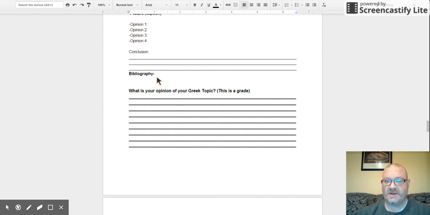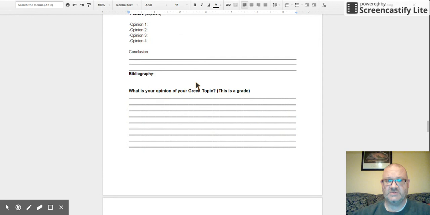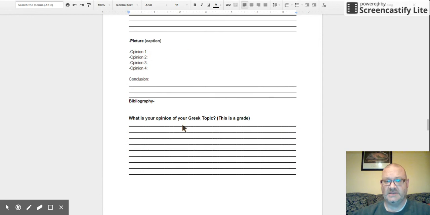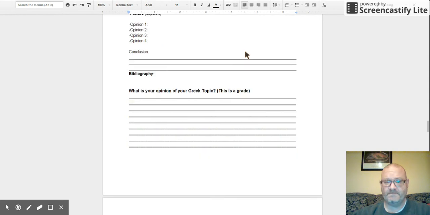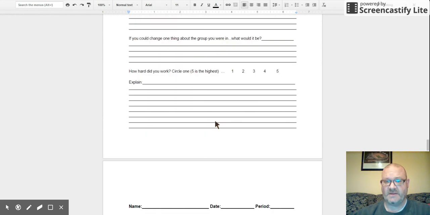And then we have a bibliography that goes for all of our pictures and any information that we have to help answer that. And then finally, what is your opinion on this topic? This is going to be a grade that you're going to write here. Basically, the information you write here as an individual, okay? This is what you're going to be answering right here. So if I put down my opinion on the Greek governments, I then am going to put this right here for my opinion, okay? Then I go through the packet and I grade my teammates and I fill out this section on what my information is.